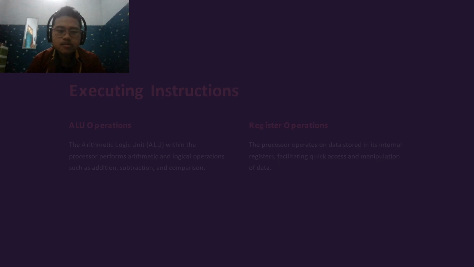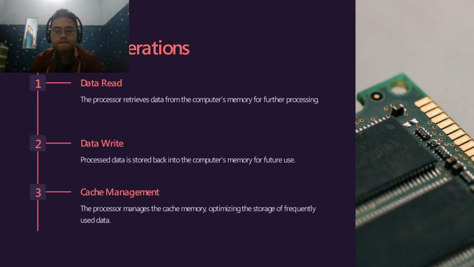And then the next one is memory operation. The first one is data read. The processor retrieves data from the computer memory for further processing. Number two is data write. Processed data is stored back into the computer memory for future use. Number three is cache management. The processor manages the cache memory, optimizing the storage of frequently used data.